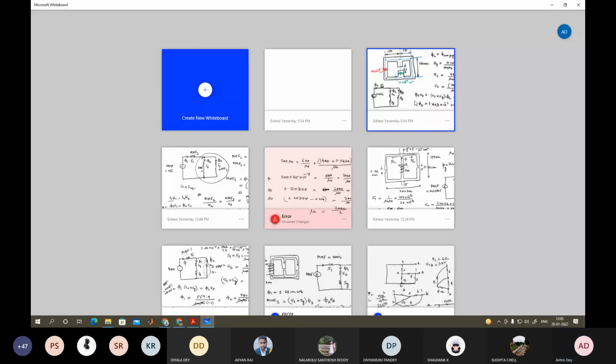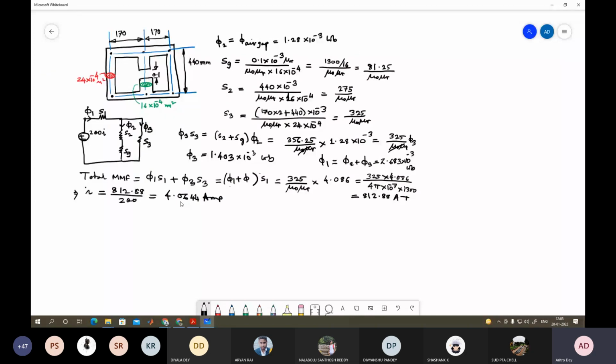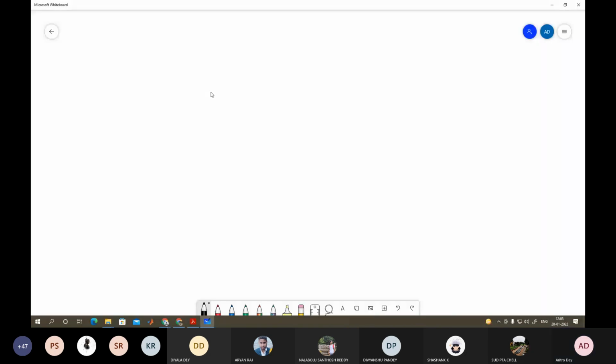So this is the problem which we took up in the last class, I think, and its solution came as 4.0644 ampere. Okay, so around 4. I'll share this now, and let us do the new problem where we'll use 2 coils. So let me draw the circuit first.